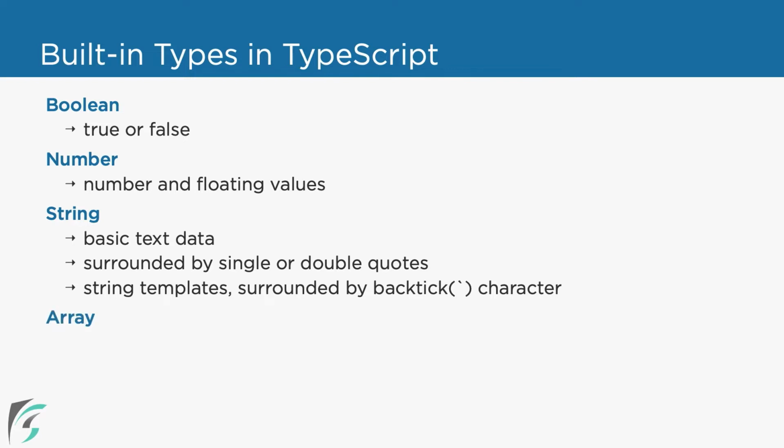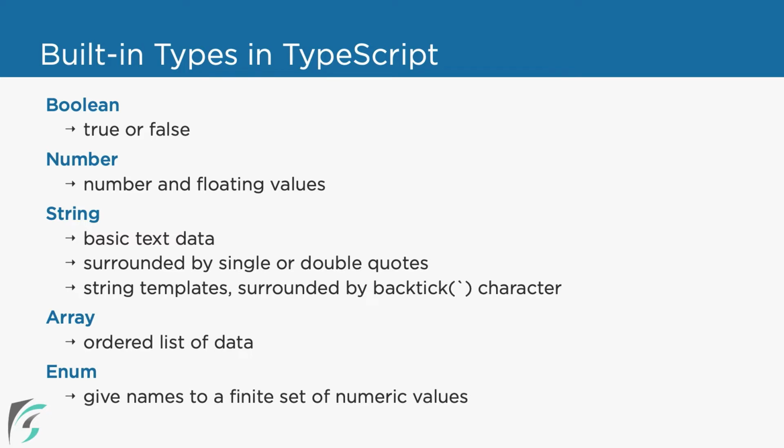TypeScript also has arrays, which again come from JavaScript. These are ordered lists of data. A new type which TypeScript supports is enum. Using enumeration, we can give names to a finite set of numeric values so that it becomes easy to use in our code. We will use most of these types in our demo.